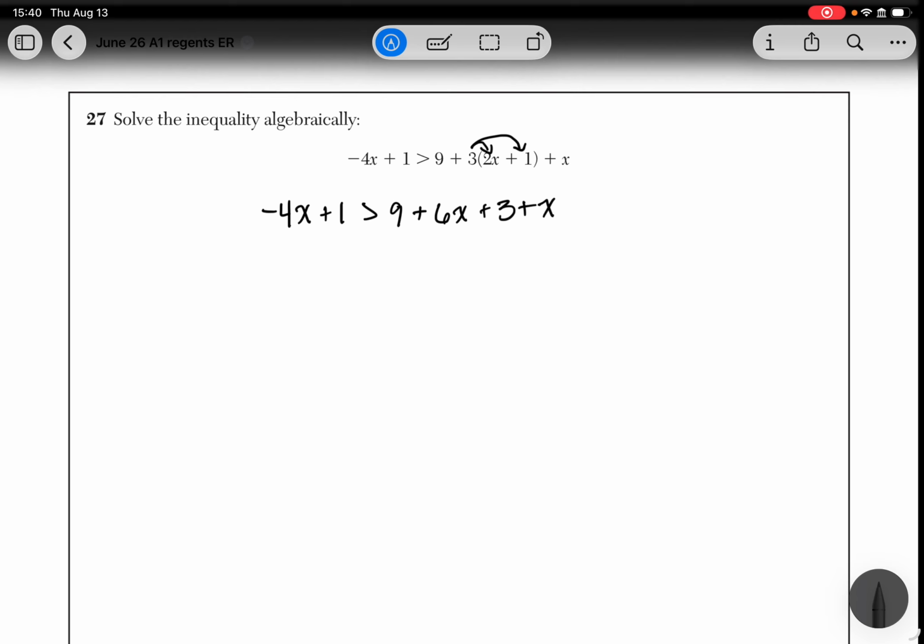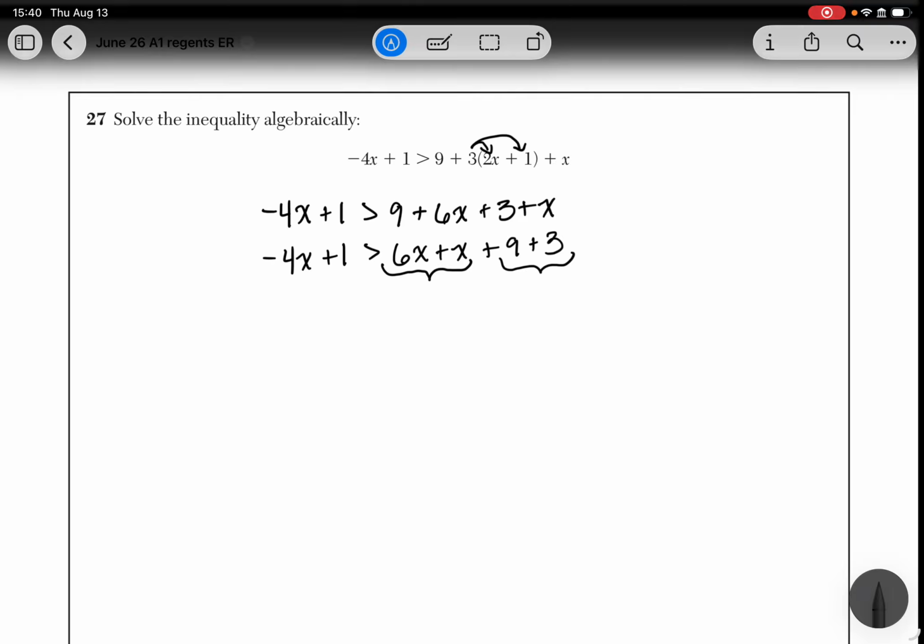I'm going to rewrite it first just to make it easier for those who are visual. So we're going to use that commutative property once again. So we have 6x, which is a like term with x. And we have 9, that's a like term with 3. And then from here, we can just combine those together and rewrite it.